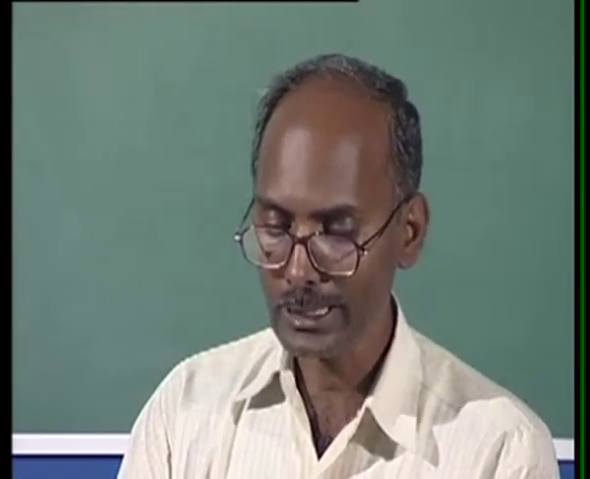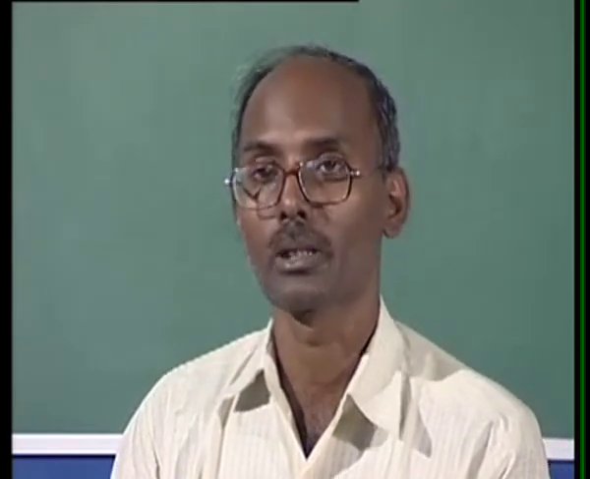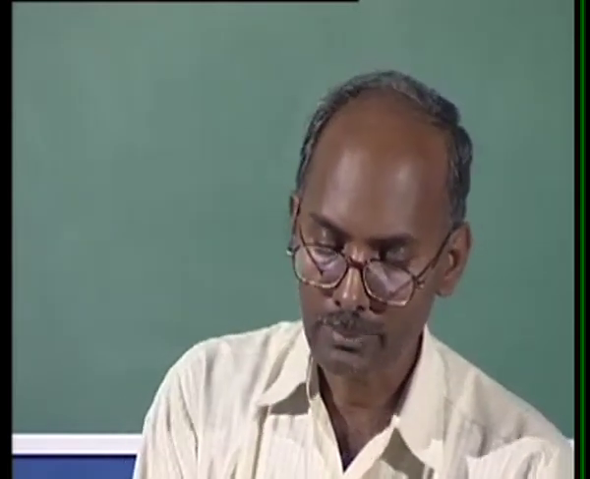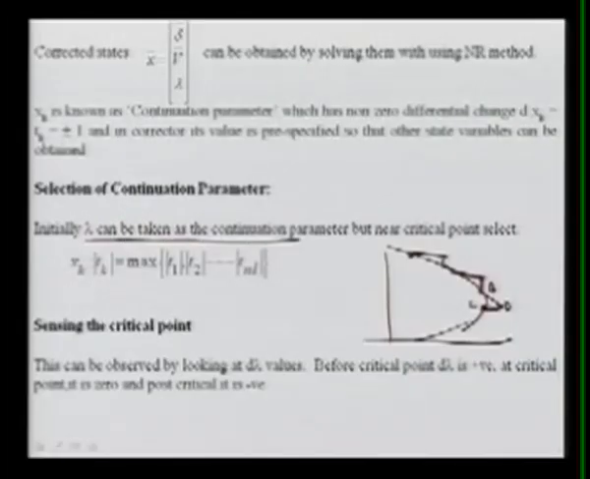So the selection of the continuation parameter is very, very important. Initially lambda can be taken as the continuation parameter, but near the critical point, what should be the continuation parameter? That parameter, this xk, or you can say tk, is the maximum of all these tangents. What are t1, t2, up to tn? They are nothing but the change in delta, the change in V, and the change in lambda.